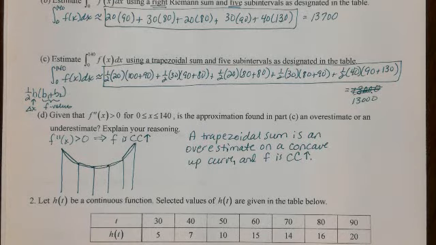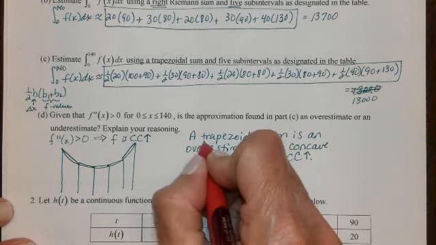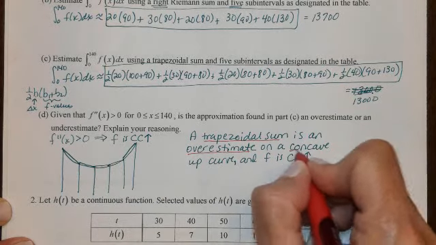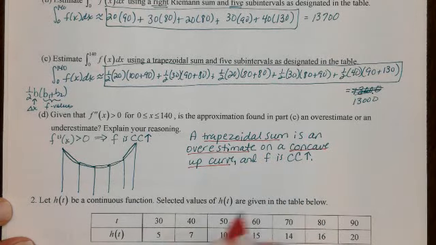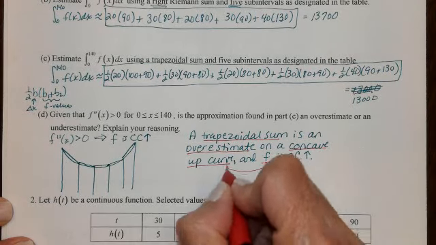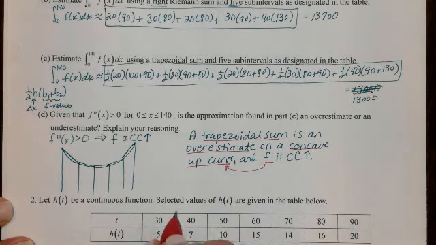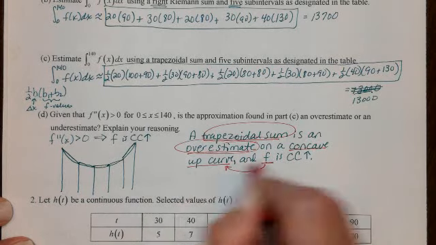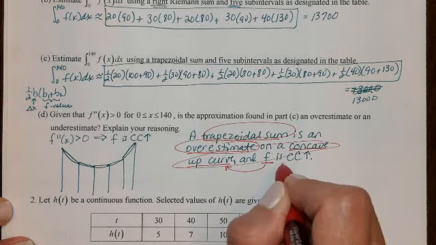Here's what AP is going to be looking for. Trapezoidal sum, overestimate, concave up curve. And F is concave up here. So this goes with the concave up curve. All right? So 3 key things: trapezoidal sum, overestimate, concave up. Okay?